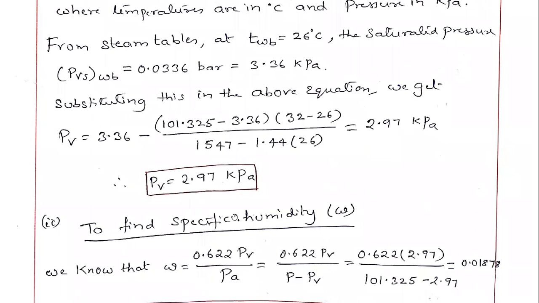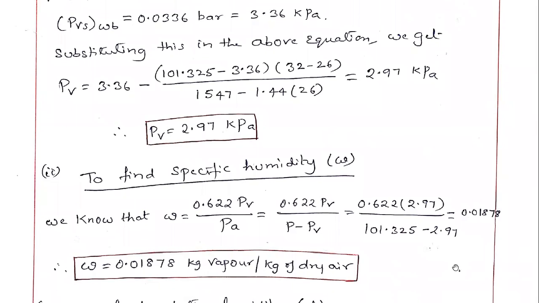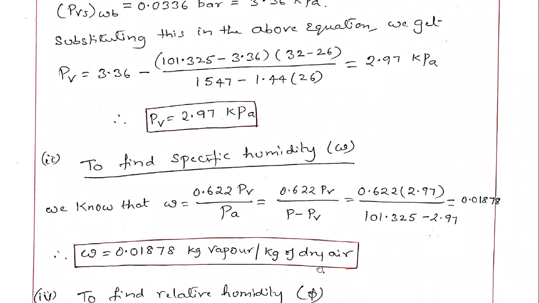Next, to find the specific humidity, omega is equal to 0.622 PV by PA. So we have just now obtained the PV value, divided by PA, which is nothing but the partial pressure of the air. It is nothing but the total pressure minus vapor pressure. So substitute, and we'll get the specific humidity omega.